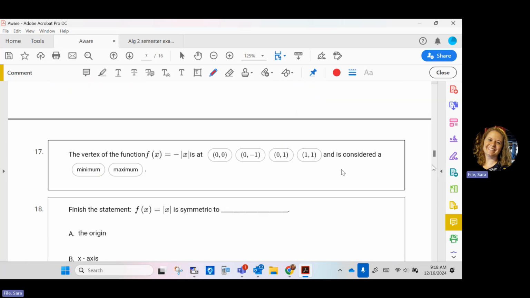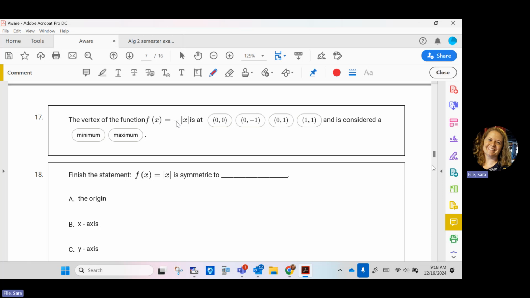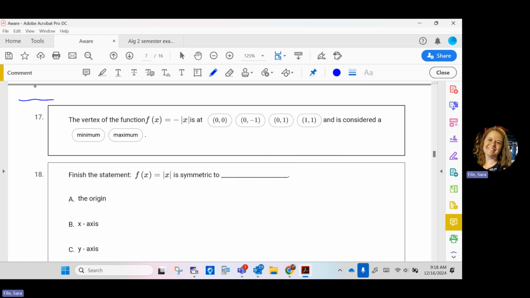All right, 17, same function, except this time it's got a negative in front. So again, you can go and graph this in Desmos. If you don't remember what this graph looks like, go graph it. Okay, but if you put a negative in front of it, it flips it over. This is what you would be seeing in Desmos. Okay, you would see the absolute value function flipped upside down because of that negative.